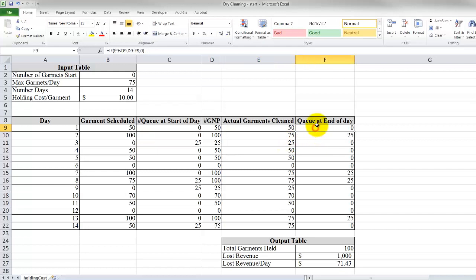Finally, we calculated the queue at the end of the day, which again required some logic. We're essentially comparing the actual garments to the ones that needed processing, and if the actual was less than the number needed processing, we have the difference here to calculate the number of units being queued. Or if that condition was not met, we have 0 in the queue. Summarizing here, we simply summarize the total number of garments being processed, the lost revenue total, and then an average daily value.